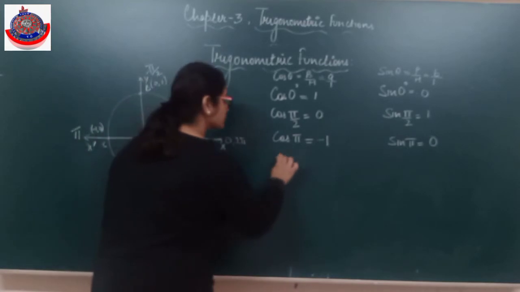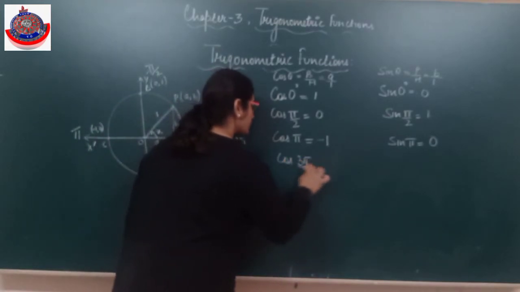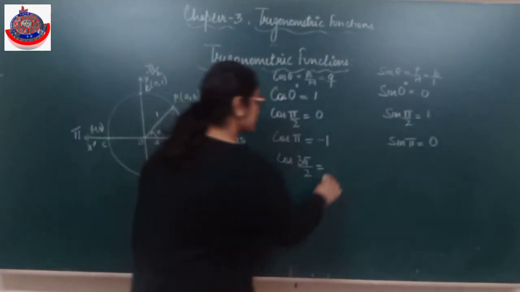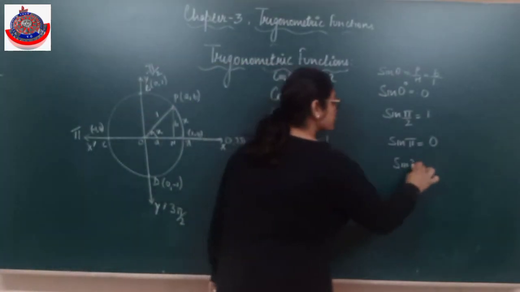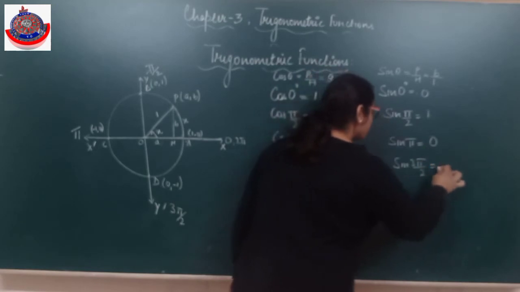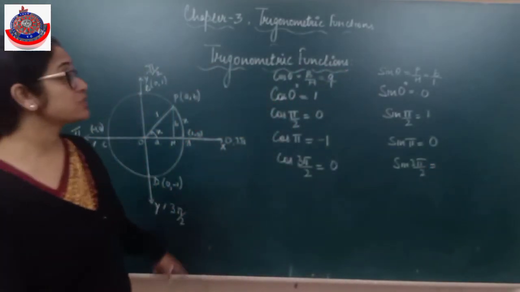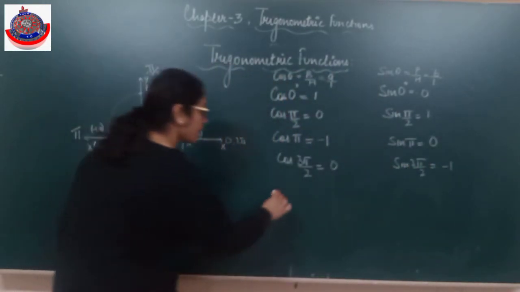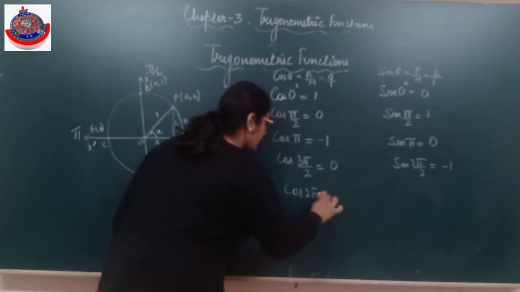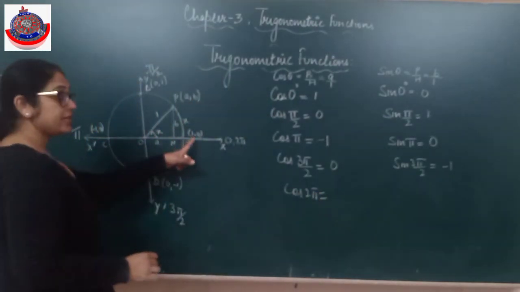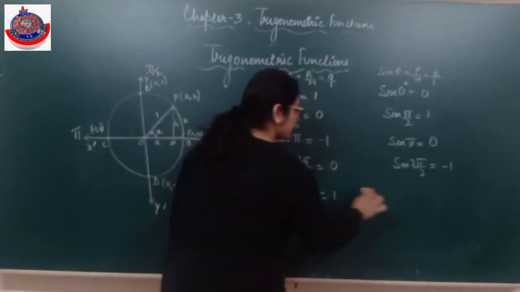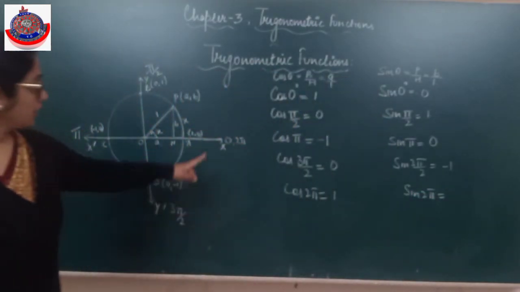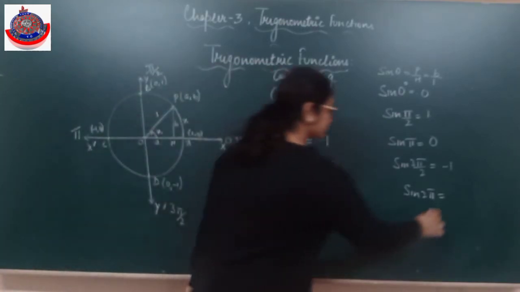Coming to 3 pi by 2. The value of A is 0, and 0 by 1 is 0. Sin 3 pi by 2: the value of B is minus 1, and minus 1 upon 1 is minus 1. Clear? Cos 2 pi: A is again 1 here, and 1 by 1 is 1. Sin 2 pi is 0, and 0 by 1 is 0.